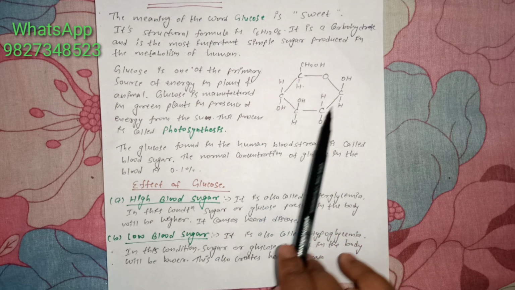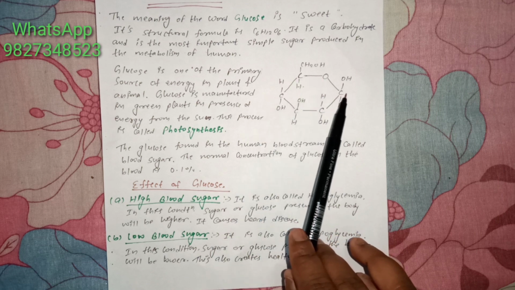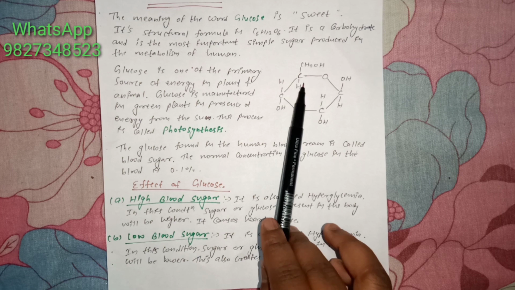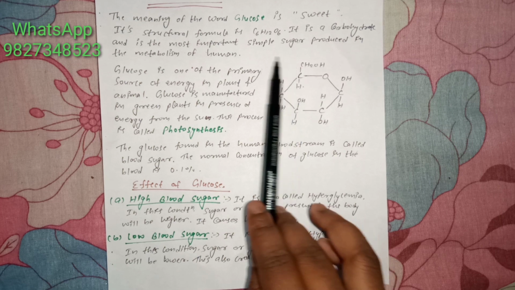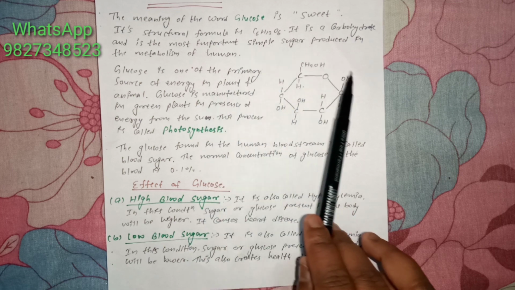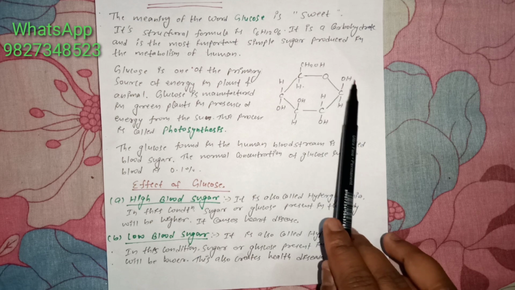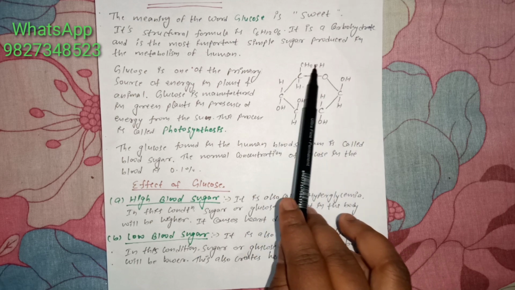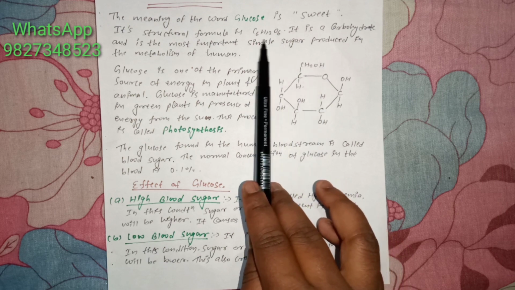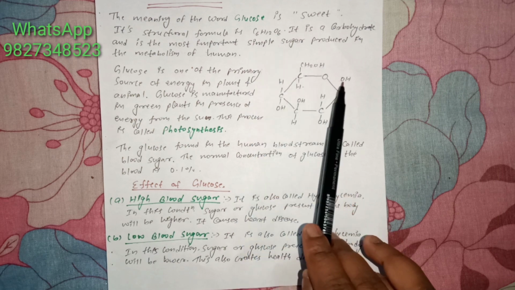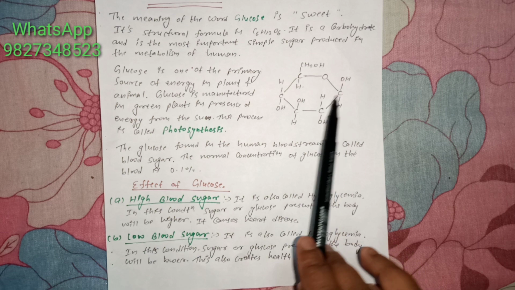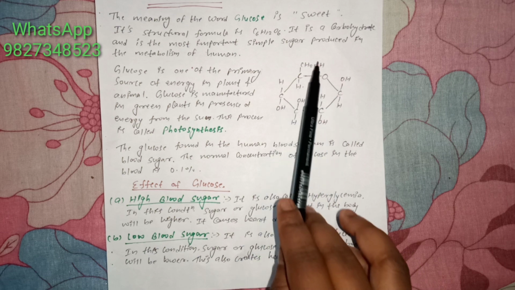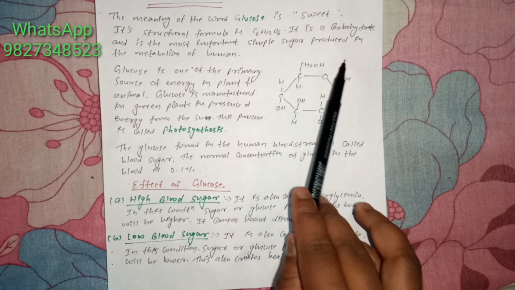You can see here a ring, in which how many carbons are there? 1, 2, 3, 4, 5, and 1 is there, 6, right? There are 6 carbon atoms. Now let's count hydrogen. 1 2 3 4 5 6 7 8 9 10 11 12. There are 12 hydrogens, and how many oxygens are there? 1 2 3 4 5 and 6, right? 6 oxygens. So it is a cyclic structure of glucose.